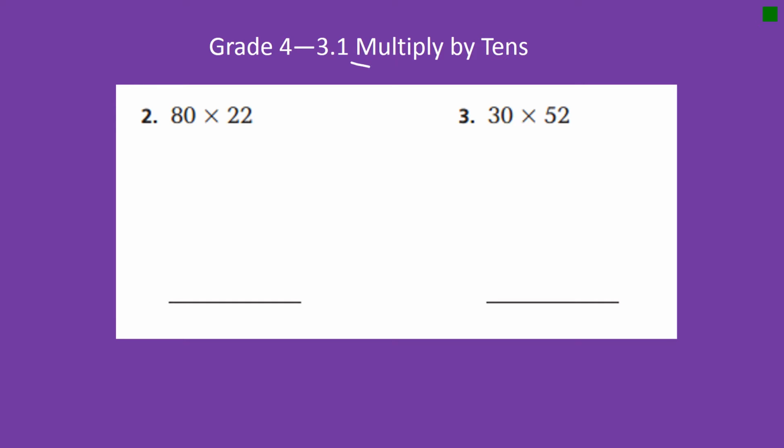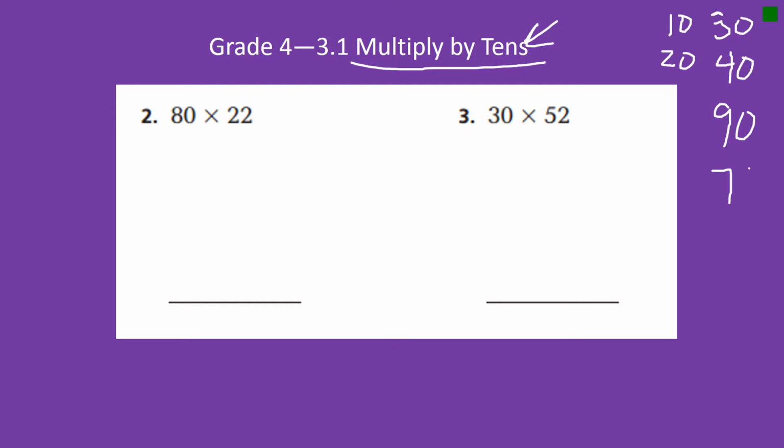Okay? Multiply by tens. That doesn't mean you're just multiplying by 10. It means you could be multiplying by 10 or 20 or 30 or 40. When you count by tens, right? 10, 20, 30, 40. How about 90? Sure. How about 70? Yeah. Okay, so those are the tens that you're going to be multiplying by in this lesson.